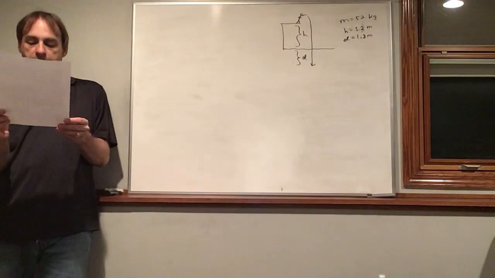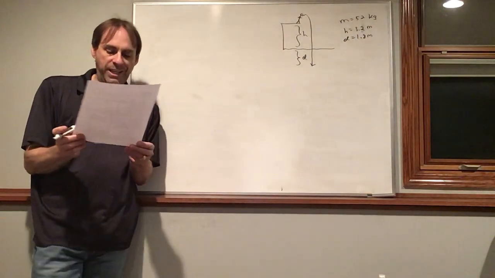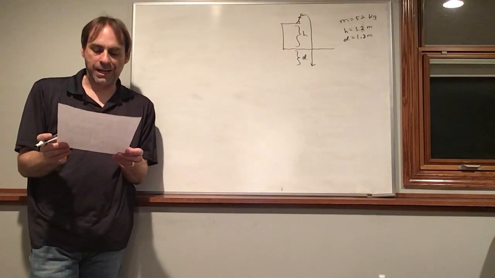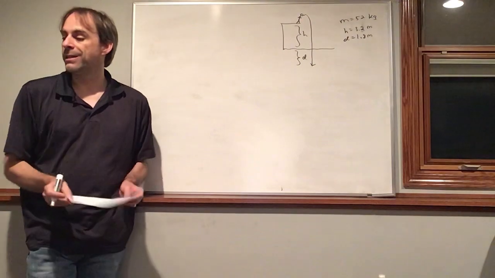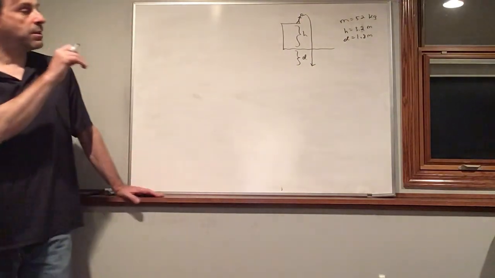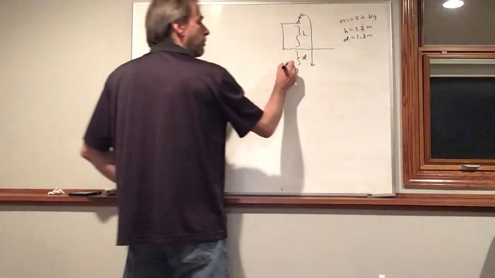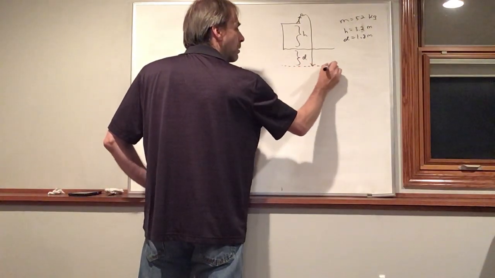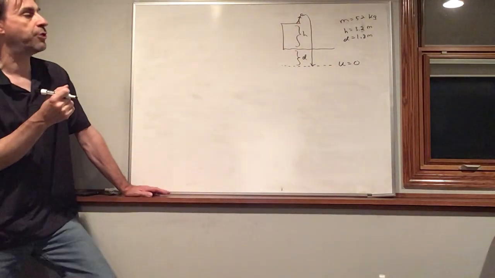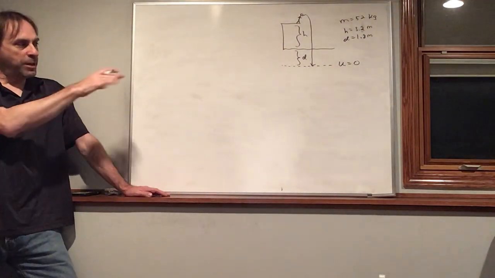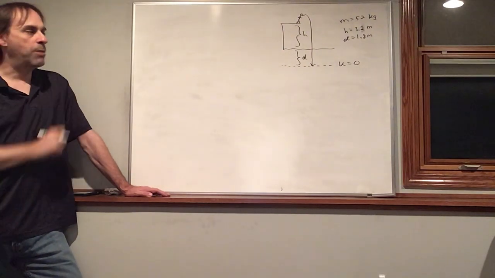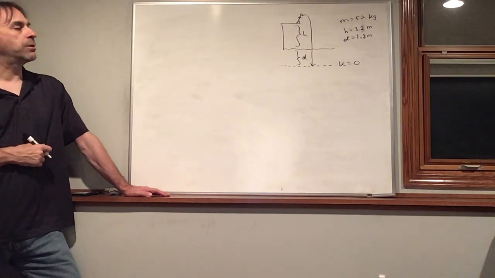And the question is, what was the average force that the water exerted on the swimmer during the descent? So here's what we're going to do. Let's start out and look at gravitational potential energy. Let's pick our reference level to be the lowest point, so 1.8 meters below the ground.